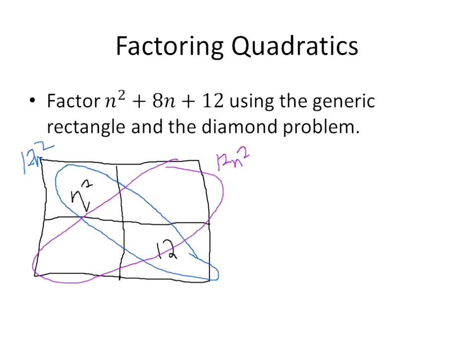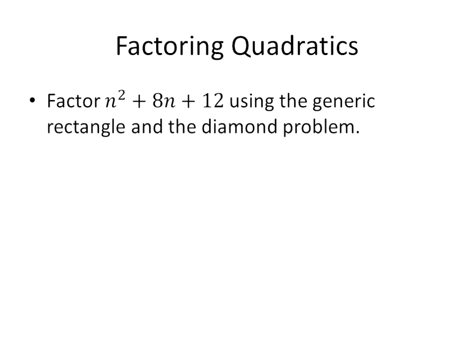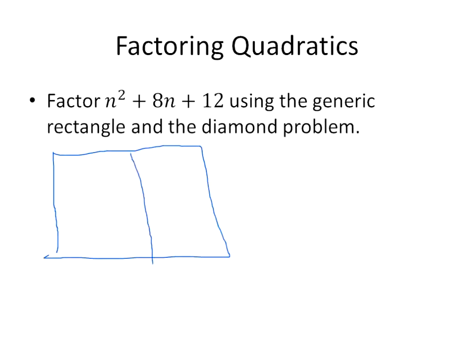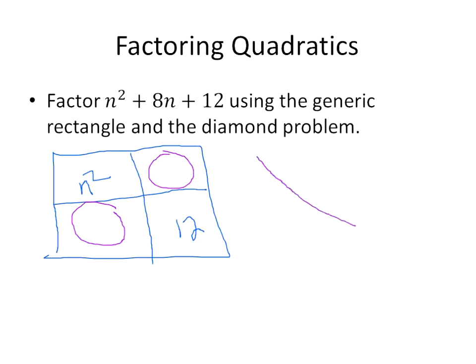So let's take, I'm going to clear this and we're going to build this back again. So putting it in our rectangle again, we know the n squared goes here, and the 12 goes here, and these two items here get added to make the 8n, but they also have to multiply together to make the 12n squared. So we're going to use our diamond problem to help us with that.